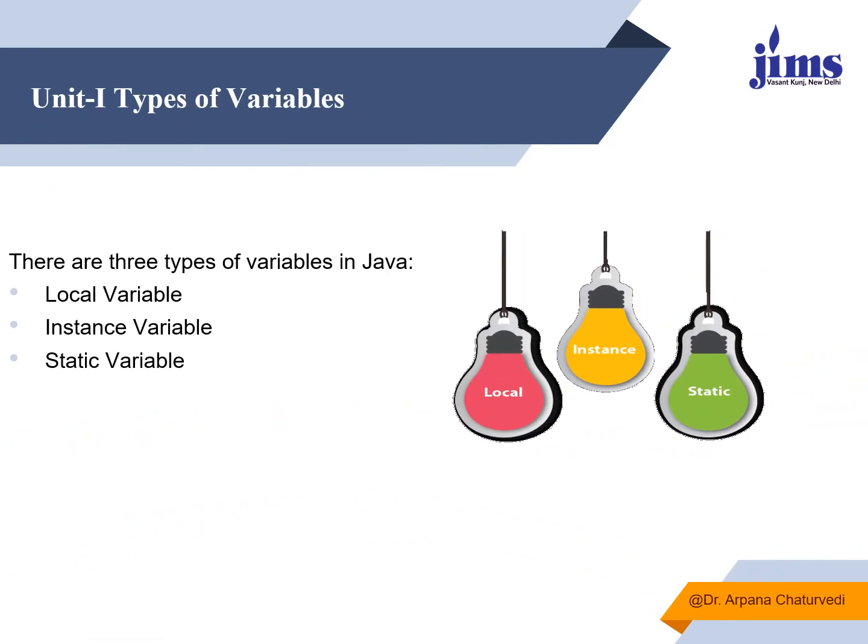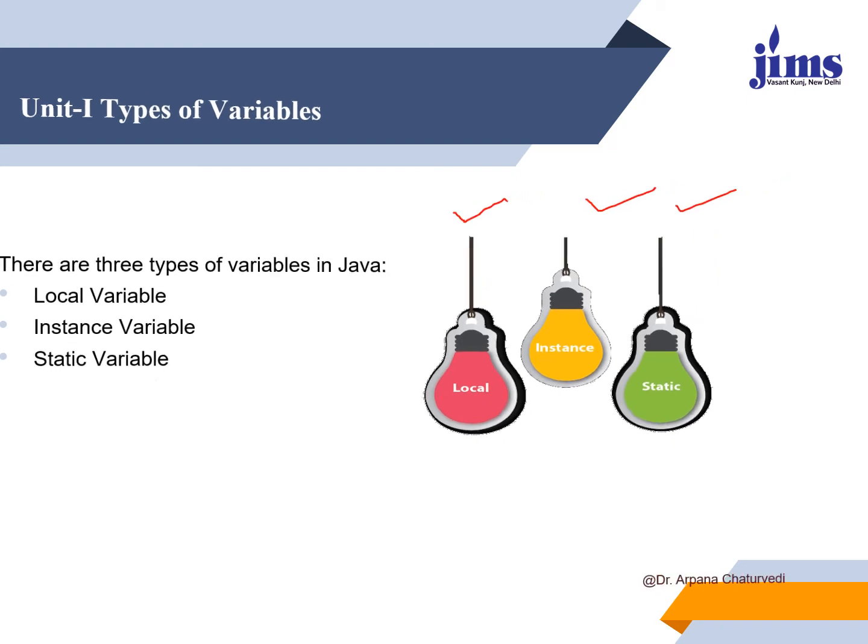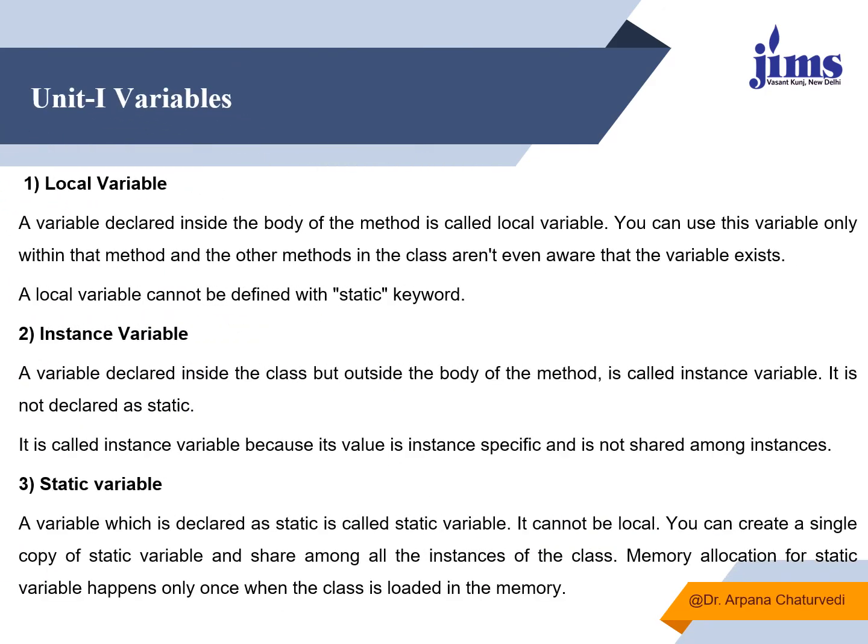So as I said, there are three types of variables: local, instance and static. One by one we will see all three. Local variables are declared inside the body of a method. If you have a method and inside it you are using some variables, those are termed local variables. You can use these variables only within that method. Their life will be within the method in which they are declared. So it will be localized within the method where it is declared. Its existence will not be outside the method. The local variable can never be defined with the static keyword.